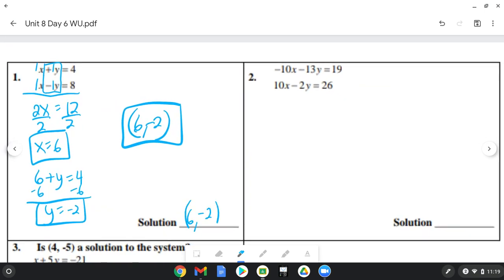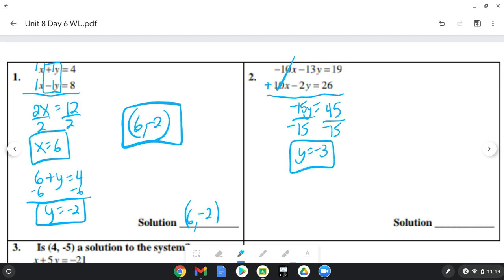Sorry. Number 2, I notice that the x's are the exact opposites out front, right? So I'm going to add these together. So those would cancel. I'm going to get negative 15y if I add them together equals 45. Divide by negative 15, and I get y equals negative 3. So that's half my answer. I need to plug that into the top or bottom. I'm going to plug it into the bottom because that y is smaller.